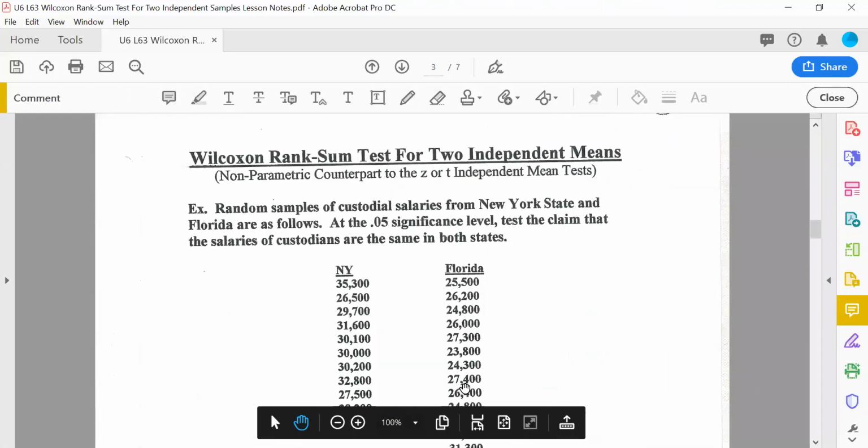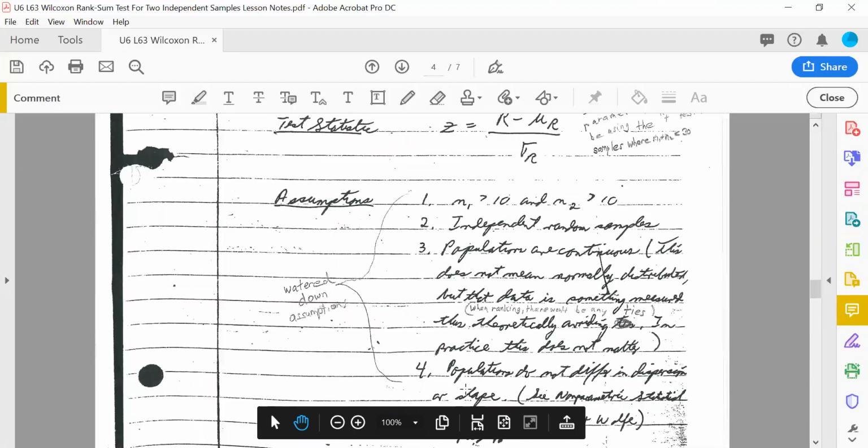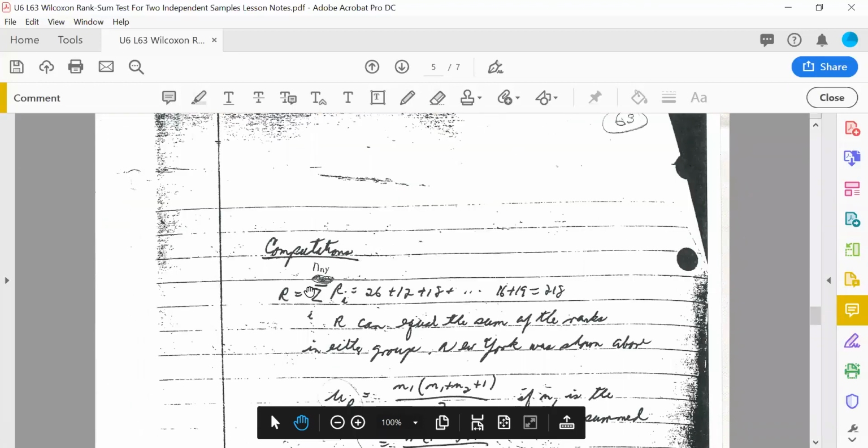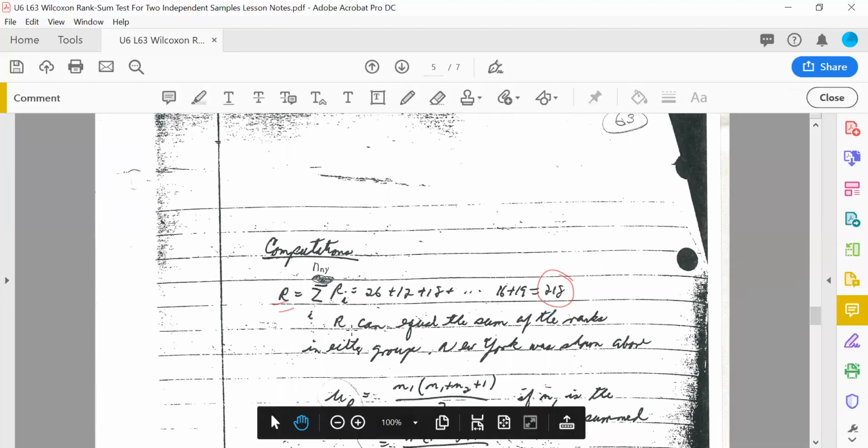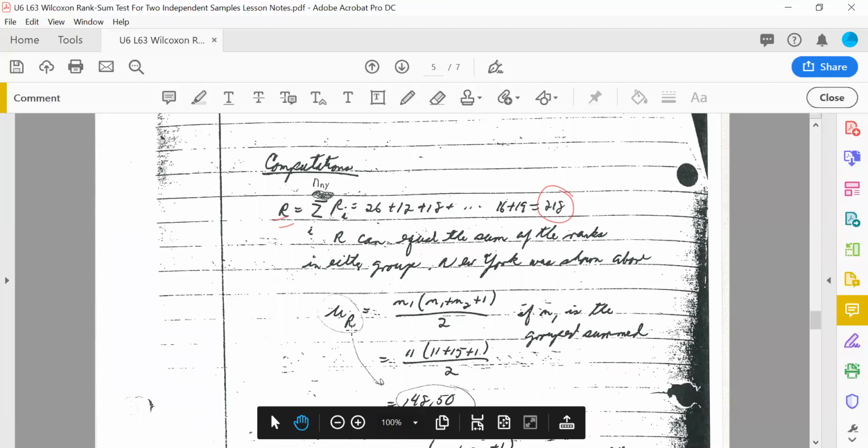So look what happened right down here. I decided, or Doc Pfeiffer decided, to add up the ranks of New York. 26 plus the 12 plus the 18. And so the sum of the ranks is 218. That's R. Done.